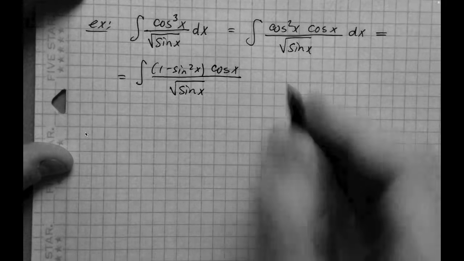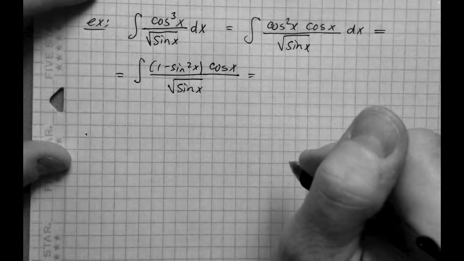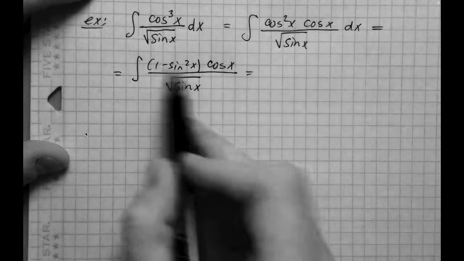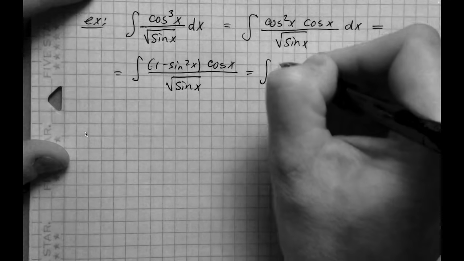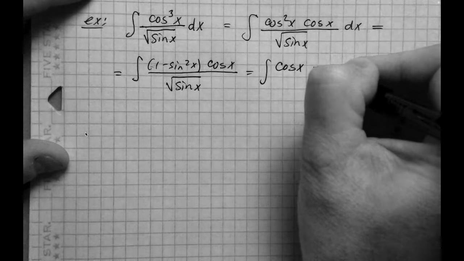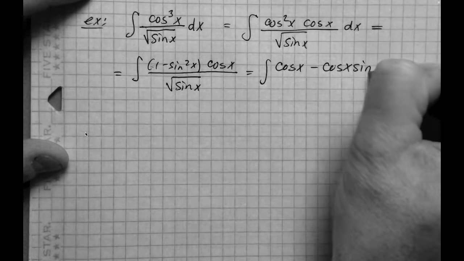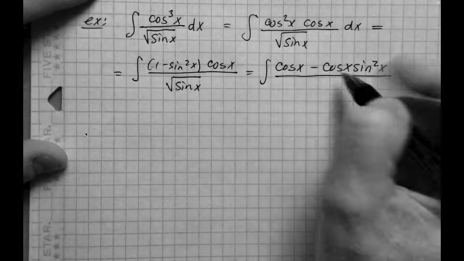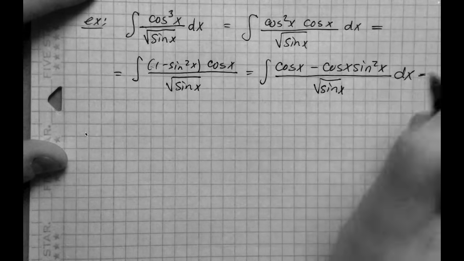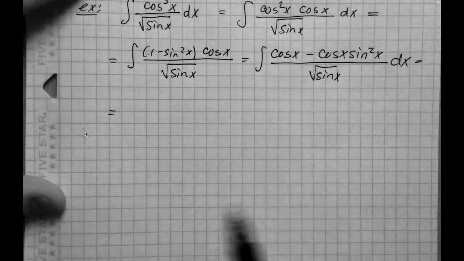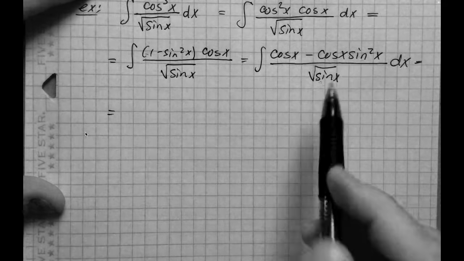Okay, and it's probably a good idea to just bring the sine up top here. And so let's see. Well, actually, let's go ahead and distribute first. So we'll have the integral of cos x minus cos x sine squared x over the square root of sine x. Okay, and so let's bring the sine up into both of these now.